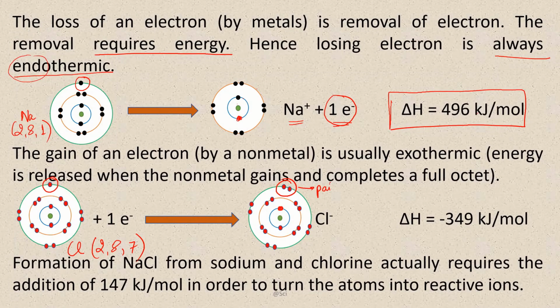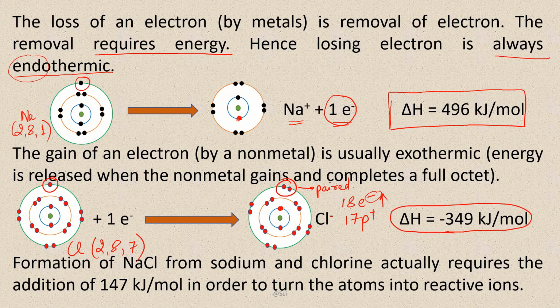So it means that one electron got added. When it got added, there are now 18 electrons and 17 protons. So obviously the number of electrons is higher, so it acquires a negative charge because electrons carry negative charge. Now the energy that is given out is this much.